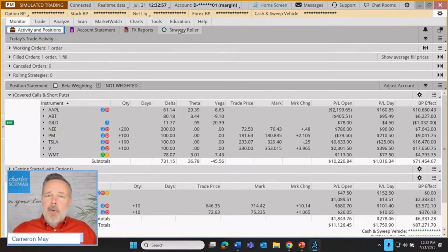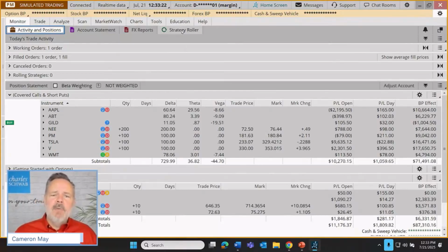And maybe as they roll, maybe they have a specific preference for which strike price they choose. Maybe they typically go a few strike prices out of the money. Maybe they use Delta as a guide. But they just have these habits or these routines. Well, the strategy roller tool allows us to just automate those habits or routines. So let's go get acquainted with it.